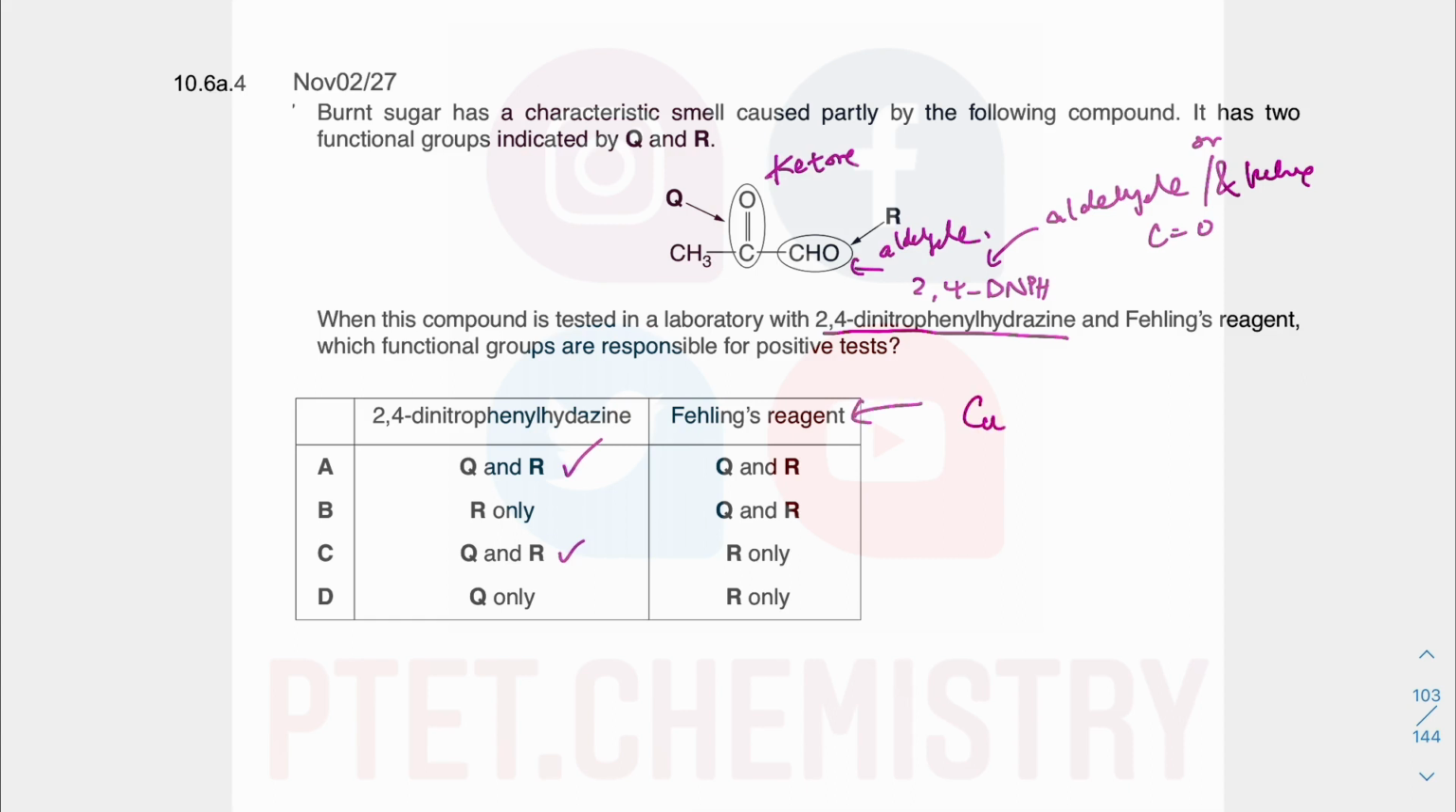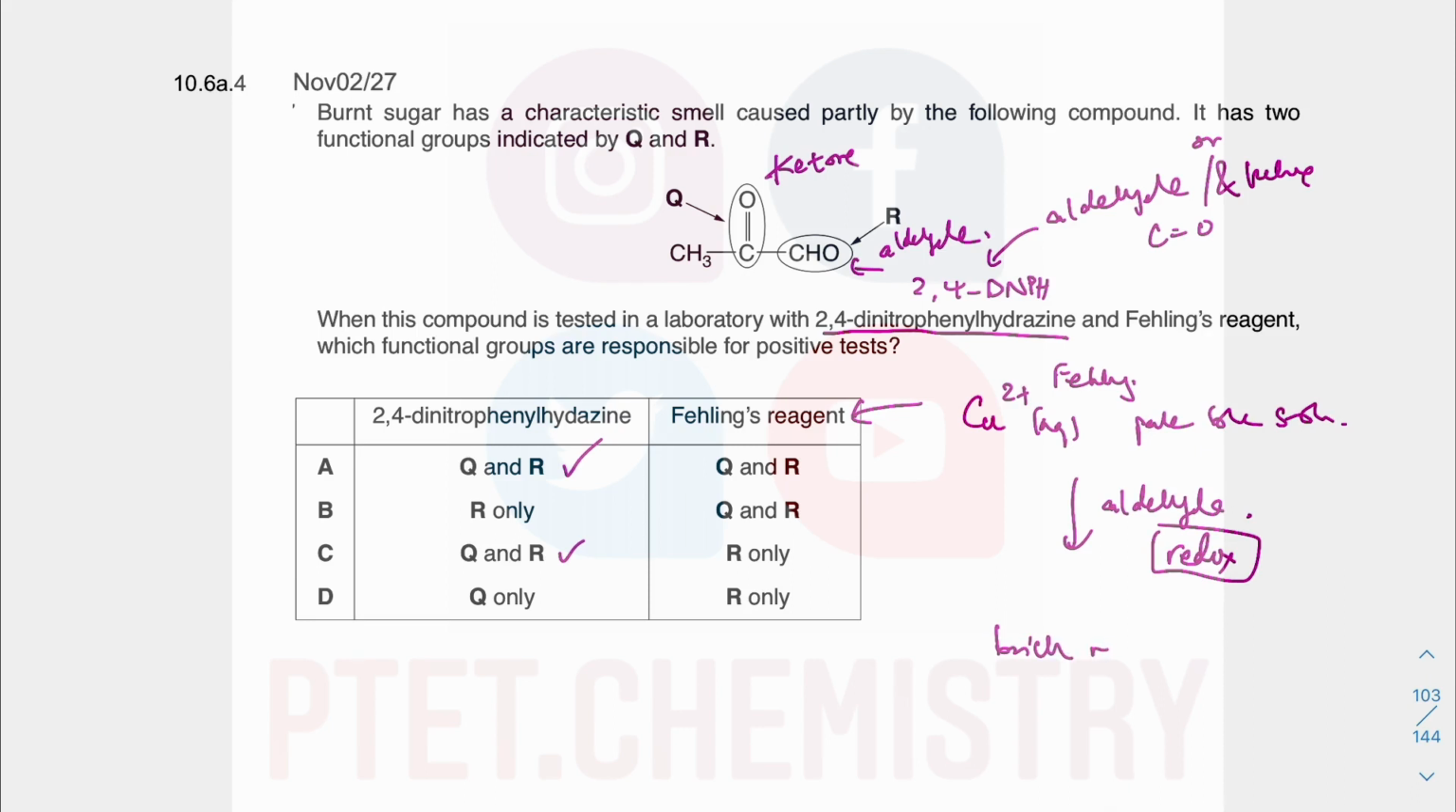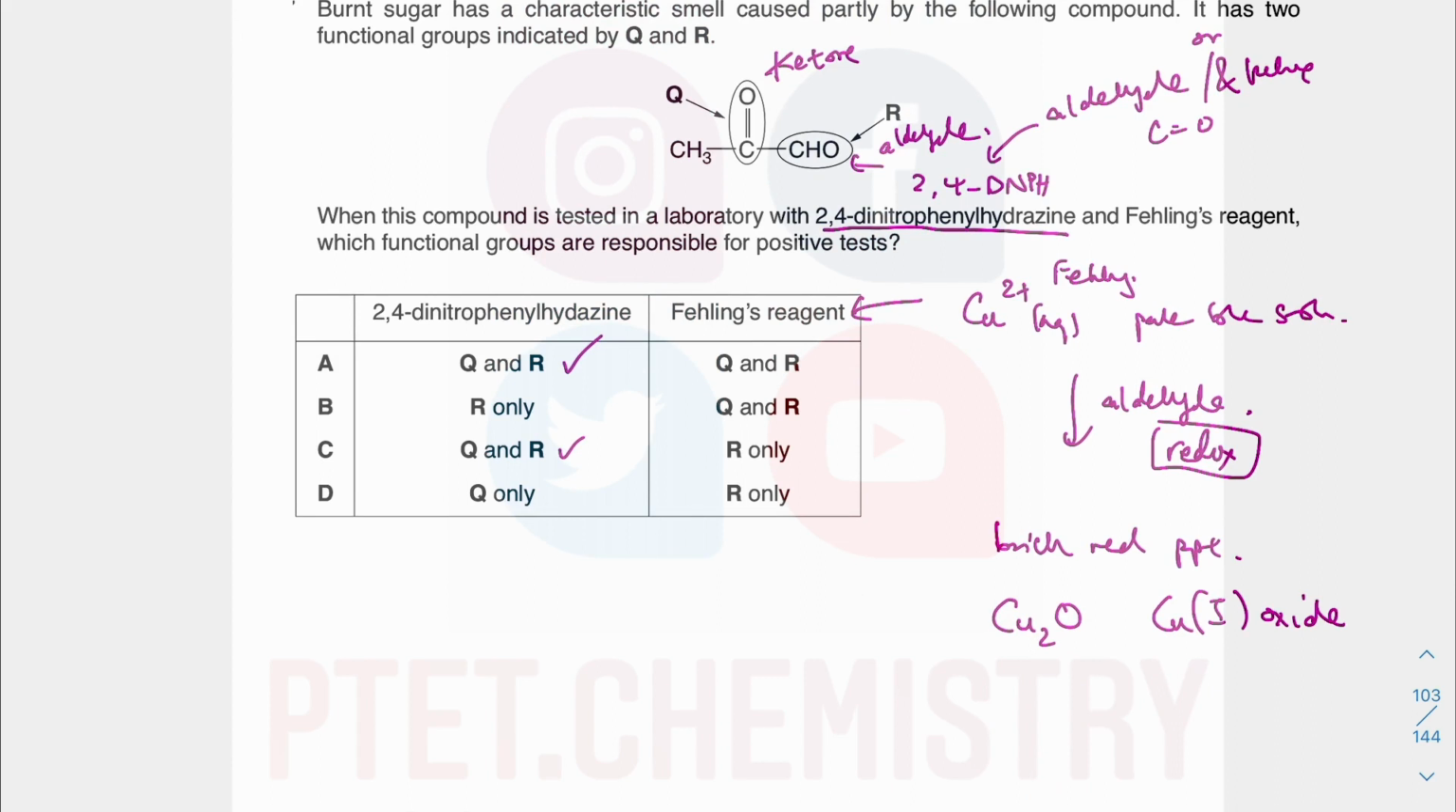Fehling's reagent is a source of copper(II) aqueous. It's a pale blue solution. When you have an aldehyde, you will do a redox reaction and you will get a brick red precipitate. That brick red precipitate happens to be copper(I) oxide, Cu+ and O2-. And of course your aldehyde will become a carboxylate because this is under alkaline condition. So Fehling's is not just copper(II) aqueous, it's alkaline aqueous copper(II). So what you get is a carboxylate solution instead.